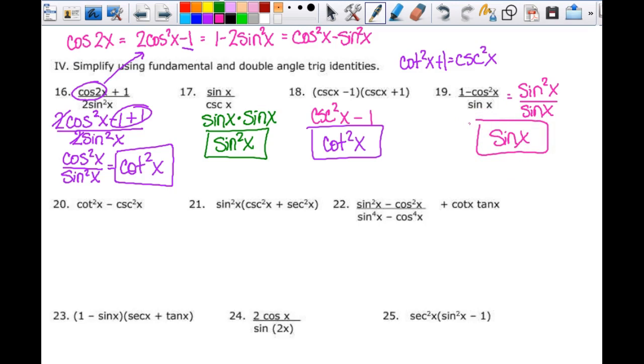And, all right, then cotangent squared minus cosecant squared. Well, remember this identity right here. I know what I can replace cosecant with. So cotangent squared x minus cotangent squared x plus 1. So when I do this, got to be careful with your signs here. So cotangent squared x minus cotangent squared x, those go away. But then this is minus 1, so this gives me a negative 1.